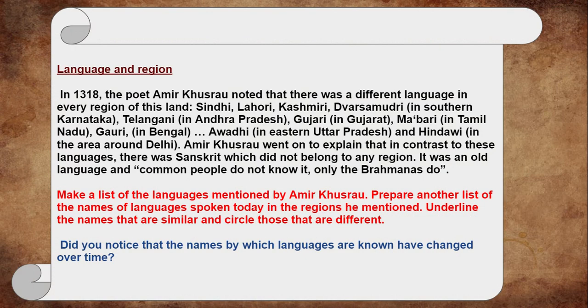Language and region. In 1318, the poet Amir Khusrau noted that there was a different language in every region of this land: Sindhi, Lahori, Kashmiri, Dwarsamudri, Telangani, Gujari, Mabari, Gauri, Awadhi, and Hindavi. Amir Khusrau went on to explain that, in contrast to these languages, there was Sanskrit, which did not belong to any region. It was an old language, and common people do not know it. Only Brahmins do.